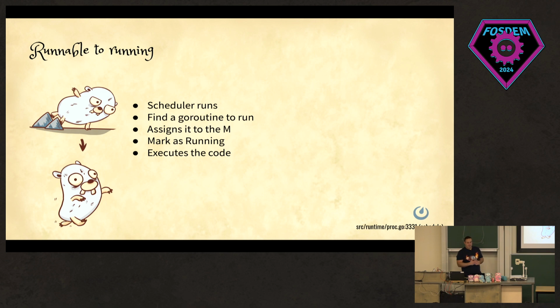Once we have found a goroutine in all that process, we are going to mark it as running, and we are going to assign the machine, the operating system thread, to that goroutine. We are going to mark it as running, and we are going to start executing the code.